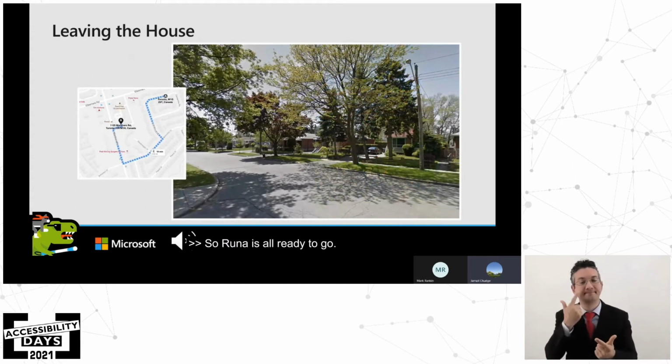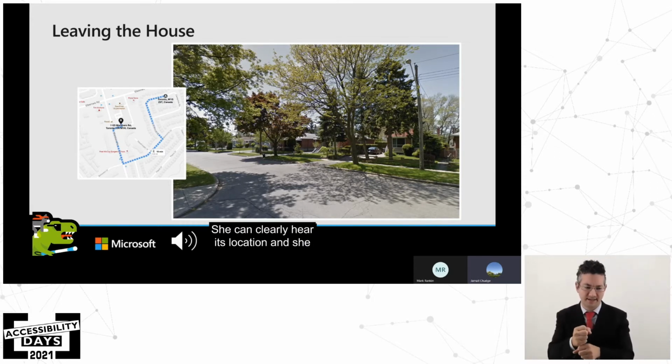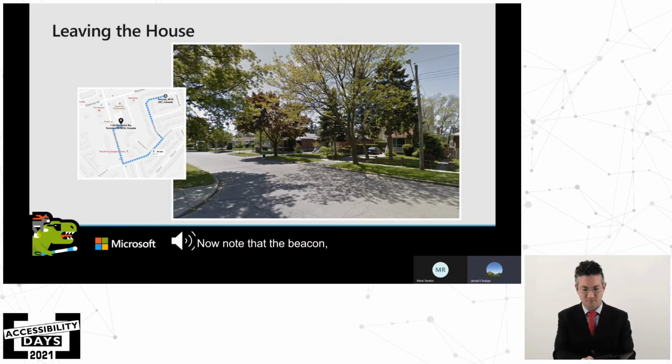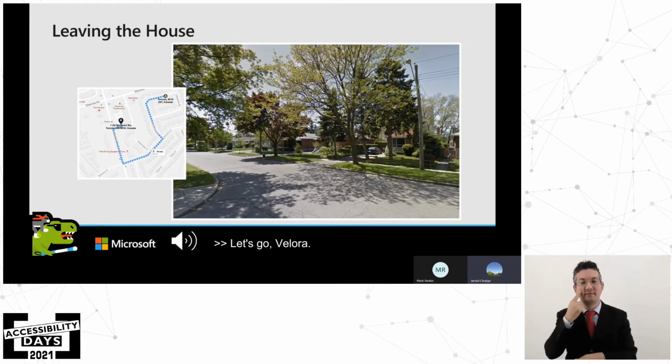So, Runa is all ready to go. She has the Soundscape beacon set to the pharmacy. She can clearly hear its location, and she heads off in its direction while working her guide dog. Now note that the beacon, she can hear it on her right, which means that at the next intersection, she'll have to find a place to turn right. Let's go, Laura.